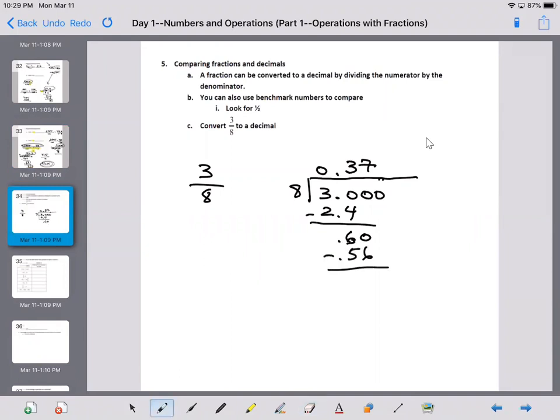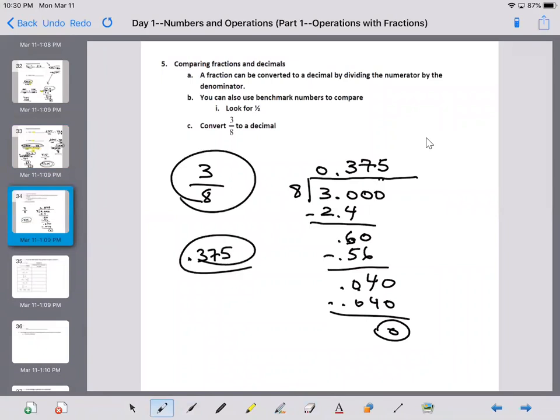Subtract, and we're going to get 40 thousandths. And then 8 would divide 40 thousandths 5 thousandths times. So our result is 0. So 3/8 is the same as 375 thousandths. We just converted the fraction into a decimal by dividing the denominator. How many times will that denominator divide the numerator?